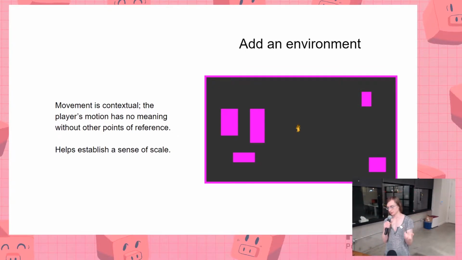Next, I'll add an environment for the player. So again, before I add any physics, I'm doing this step ahead of it. And the reason is movement is contextual. Without other points of reference, the player's motion has no real meaning or significance. And also, adding an environment like this early on helps establish a sense of scale. That is to say, how big the obstacles the player is moving around are relative to them, and that'll help inform stuff like how high they can jump, how fast they can run, those sorts of things.